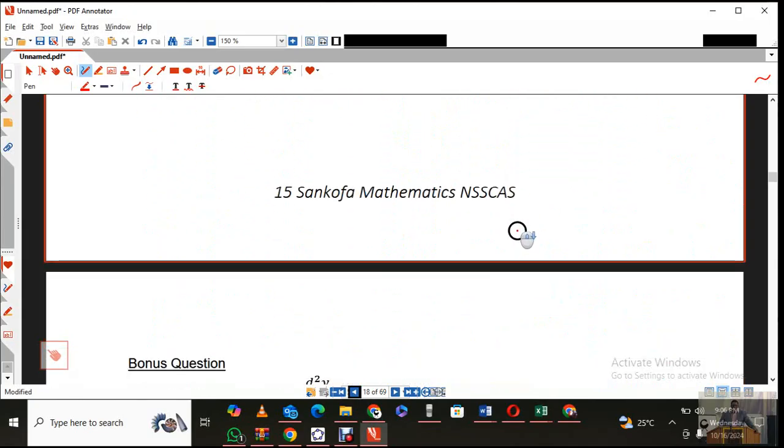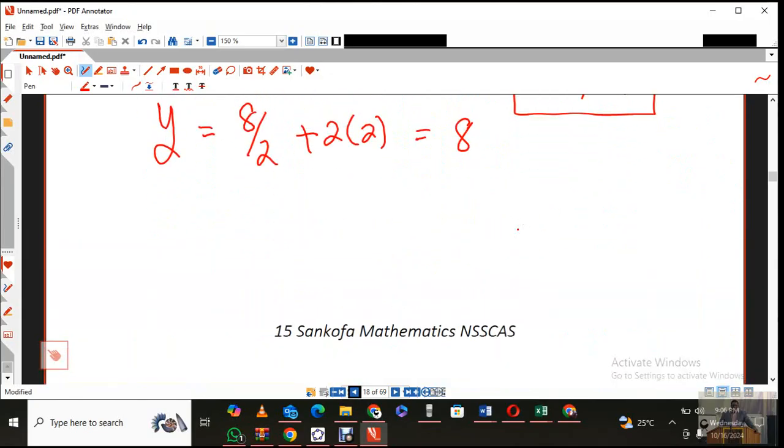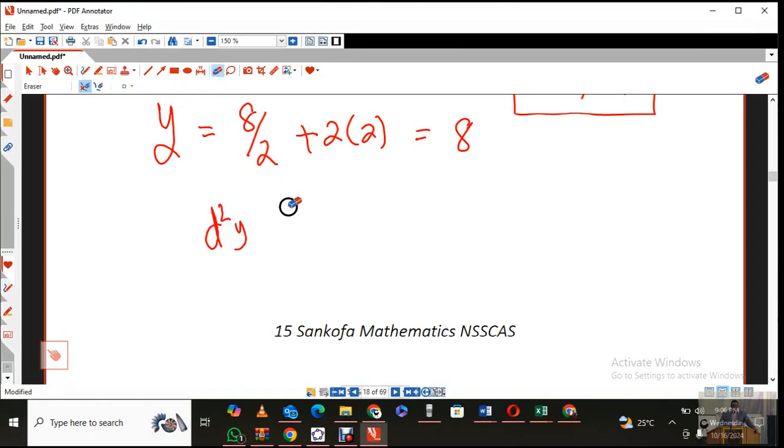So to determine the nature of the stationary point, we take the second derivative. Remember the second derivative, well, you can always scroll up or you can do that. So it was d2y over dx squared, if you remember, it was a positive 16 over x cubed.